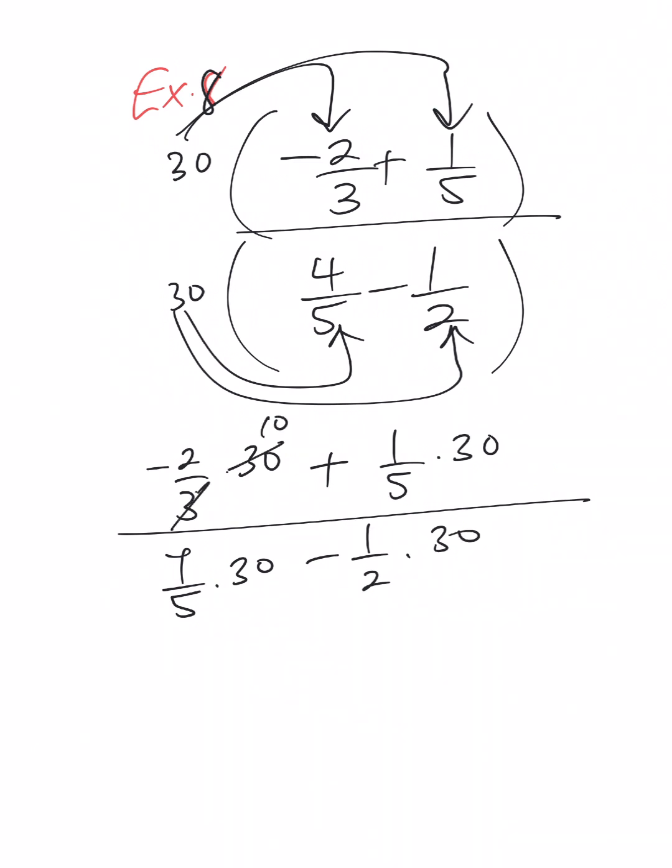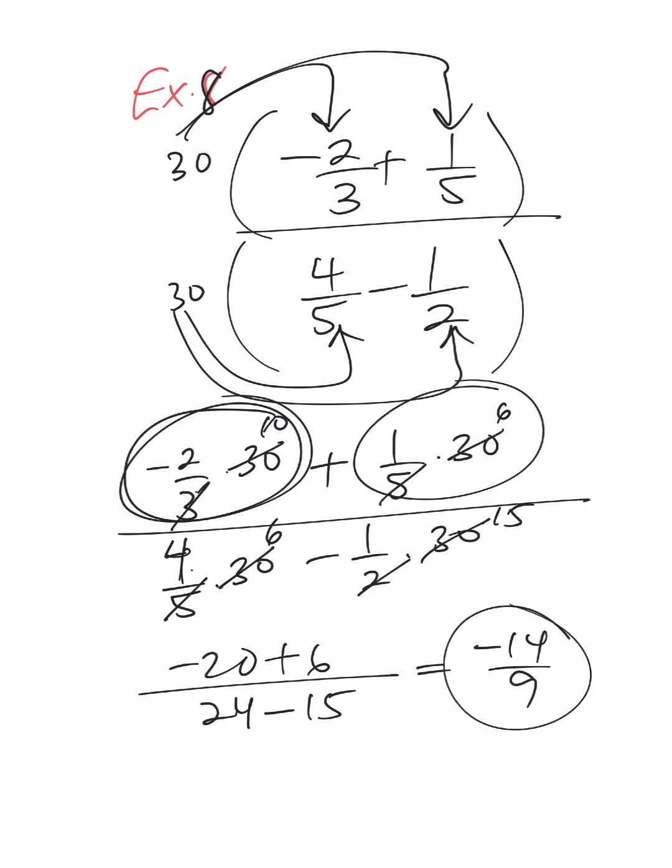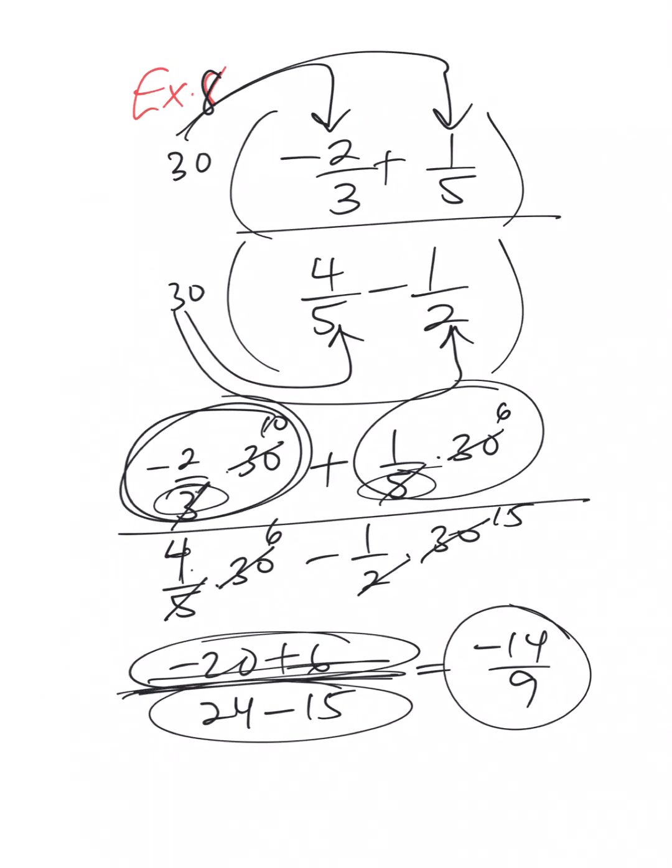3 goes into 30 10 times, 5 goes into 30 6 times, 5 goes into 30 6 times, 2 goes into 30 15 times. And we have negative 20 from this part over here. And over here we have plus 6 divided by 4 times 6, which is 24, minus 15, which equals negative 14 over 9. So we use the lowest common multiple or lowest common denominator to get rid of every single part of the denominators. So now it became an ordinary fraction problem that had a numerator and a denominator. So that's a good approach to simplifying these types of problems.